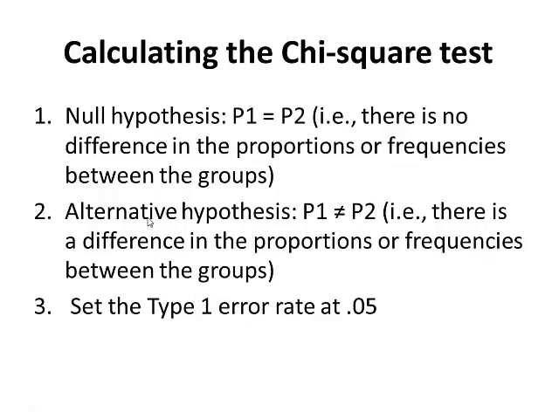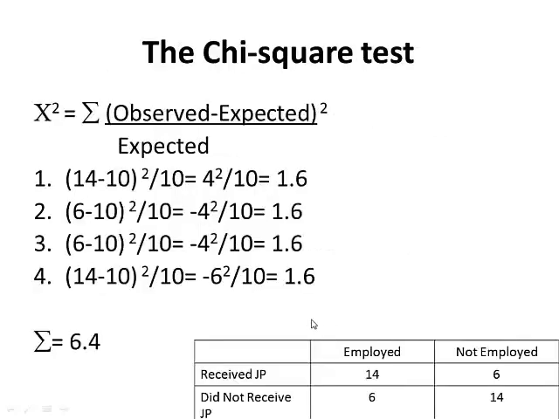To calculate the chi-square test, we begin with the null hypothesis, which is that the proportions are equal, 10 in each group. There's no difference in the proportions or frequencies between the groups. The alternative hypothesis would be that there is a difference in the proportions or frequencies between the groups, so proportion 1 not equal to proportion 2. Then you would set your type 1 error rate. Your alpha would be set, and we will set it at 0.05. So that's the alpha we'll be using for this analysis.